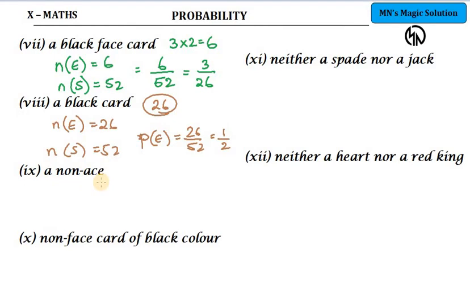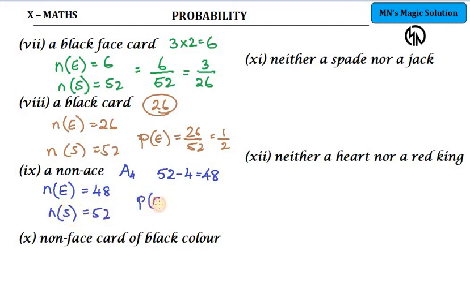A non-ace. Non-ace. How many aces are there? 4 aces are there. So totally 52 cards. Out of that, if you remove these 4 cards, it's going to be 48. So non-ace cards are 48 in number. So the events are 48 and the sample space is 52, and therefore the probability of getting a non-ace card is equal to 48 out of 52.